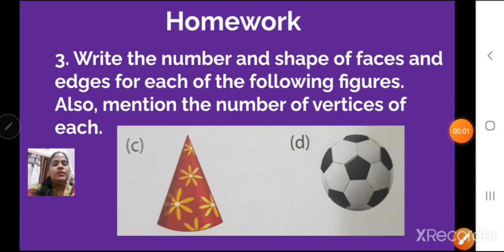This is homework, children. Only from question number 3 you have to write C and D1 in your notebook.